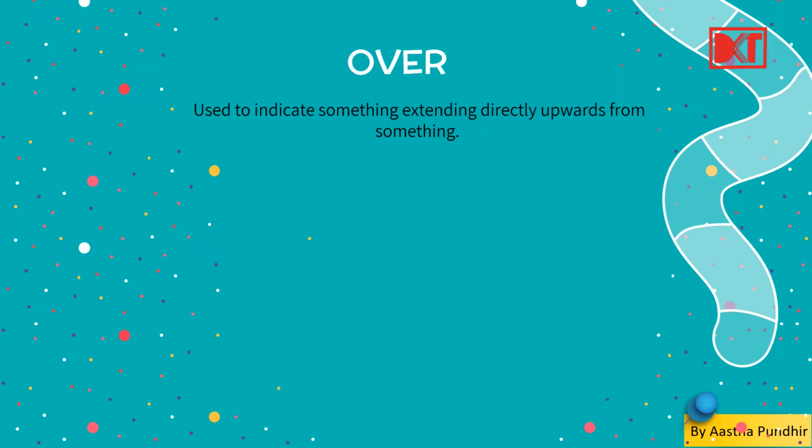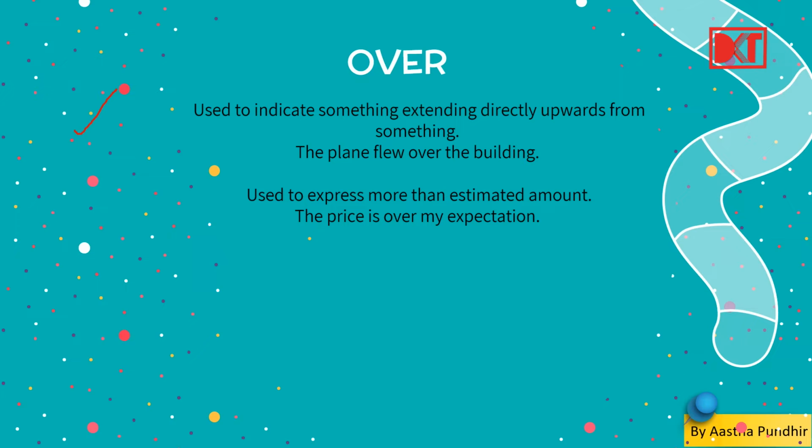Okay, next up we have "over." When is "over" used? To indicate something extending directly upwards from something. Like, the plane flew over the building. So what is this sentence indicating? The plane is extending directly upwards from where? From the building. That's when we can use "over." The next use is to express more than the estimated amount. Like here, the price is over my expectation. So what is more than the estimated amount? The price. And which preposition are we using for it? Over. The price is over my expectation.